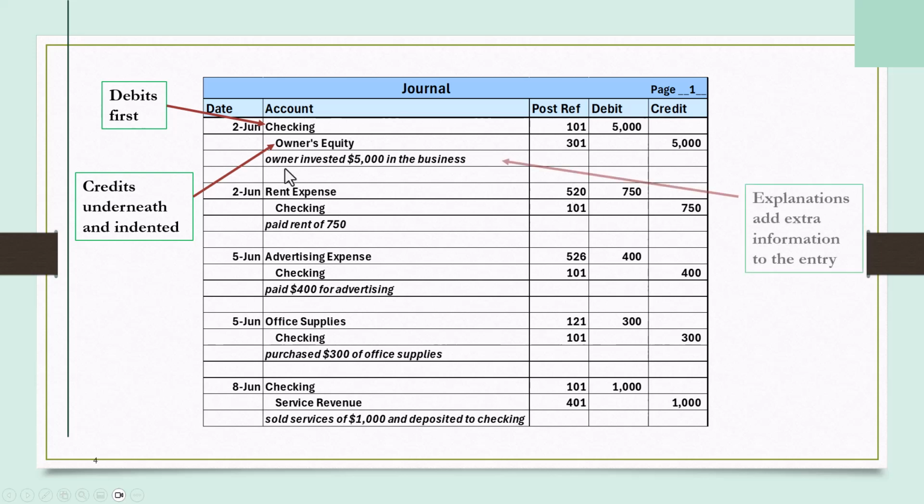Now the explanation underneath each entry, I put in italics so it would set it apart visually so you could see that it was an explanation and not a debit or credit. But this just adds information to the entry. And of course, in real life, you might have customer names, you might have invoice numbers, you might have check numbers, and extra real information. But if you're learning out of a book, it's just going to be very generalized.